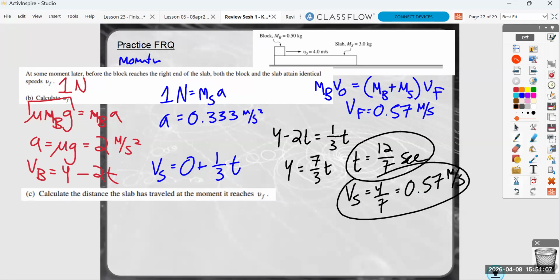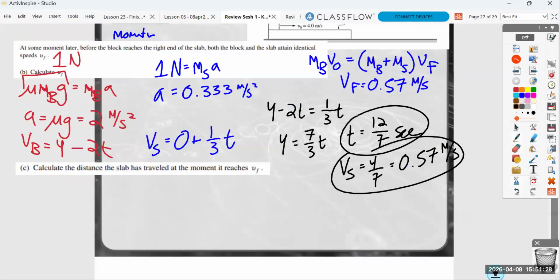Suppose this one is definitely kinematic. Suppose I wanted to know the distance the slab has traveled at the moment it reaches VF. This is, spoiler alert, a kinematics question. Which kinematics equation do I want to use? I could actually use the second or the third because I have time and I have acceleration at this point, but I do like the third one.